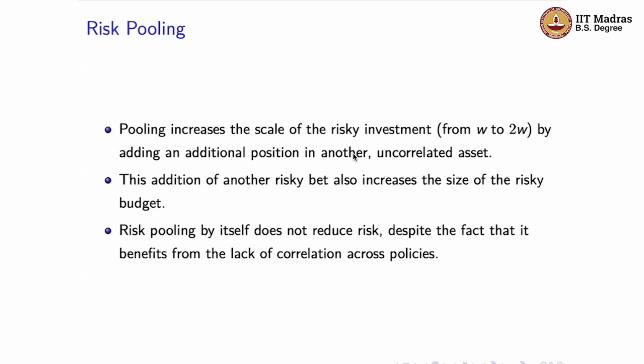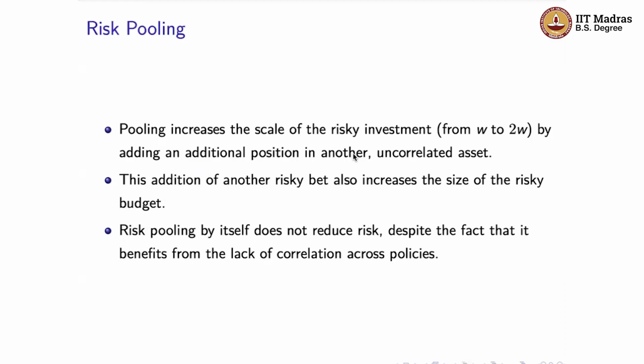So earlier, only W fraction of the portfolio was invested, but now 2 times W fraction is invested. But this is happening because we are adding an additional position in another risky asset, right? So as we saw, this actually helped in terms of improving the Sharpe ratio, but it did not actually reduce the risk, right? So the addition of the risky bet actually increased the size of the risky budget.